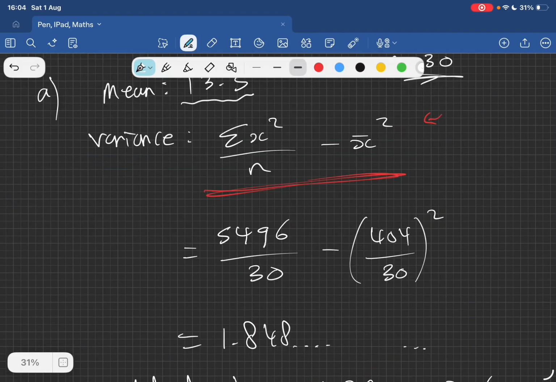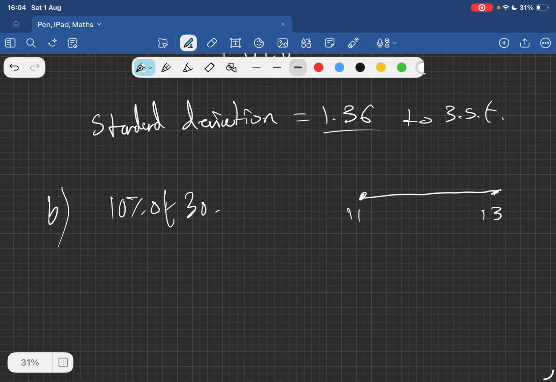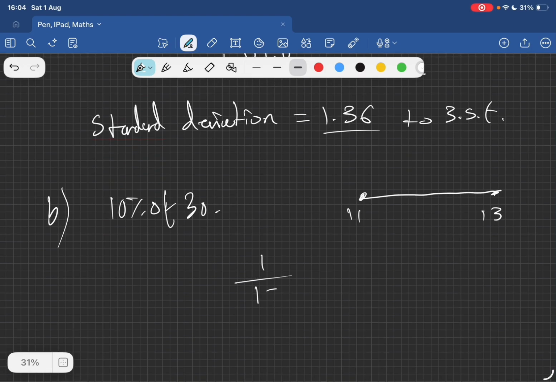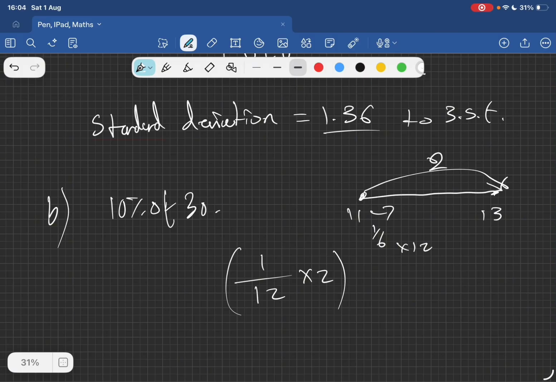Okay, so we've got 12 data points from 11 to 13. That means we want to split this up into 12, that's why I do 1 over 12. As we go across, we need to go from 11 to 13, so we need to go across 2. So each point is a sixth, right? Because if you go across a sixth 12 times, you're going to make up this 2. So that's how we figure out it's even.